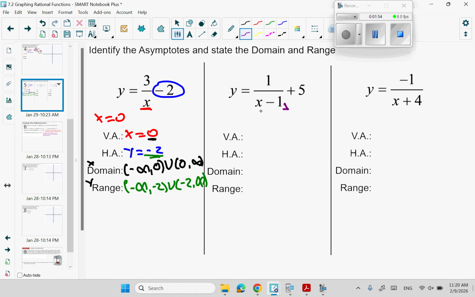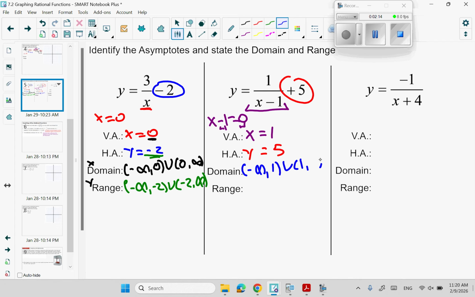Over here, I can set my denominator equal to 0, and by adding 1 to both sides, we get x equals 1. And my horizontal asymptote has to be y equals 5. So my domain is -infinity to 1, union 1 to infinity, and my range is -infinity to 5, union 5 to infinity.